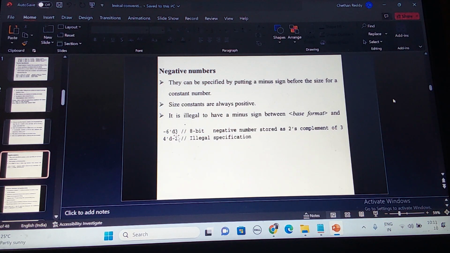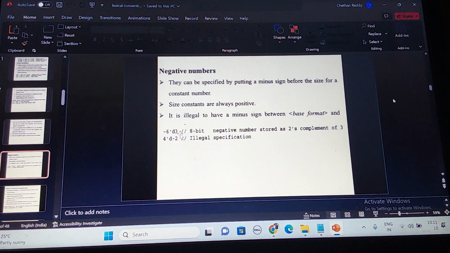Decimal 3. You can understand. If I am not writing the minus sign here, what happens? This number is a positive number. Correct? So to represent the negative number we write minus 6 tick D3. So the 8-bit negative number is stored in the 2's complement of 3. How is it stored in the system? In the form of 1 sign in 2's complement form.